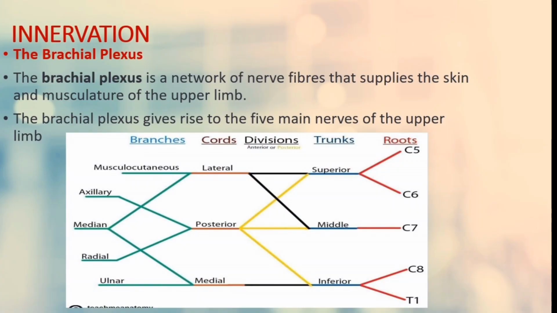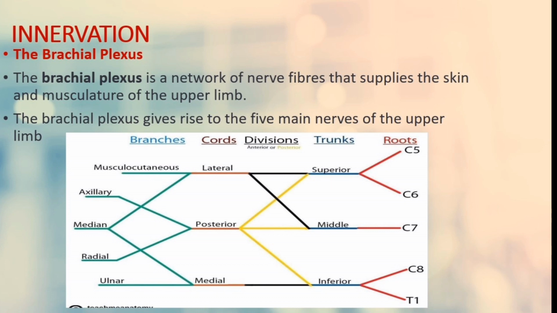Innervation of the upper limb. The brachial plexus is a network of nerve fibers that supplies the skin and musculature of the upper limb. The brachial plexus has root values C5 to T1. It gives rise to the major nerves of the upper limb. The brachial plexus starts with the roots. The roots give rise to the trunks, which give rise to divisions, which further give rise to cords that finally give rise to the branches.